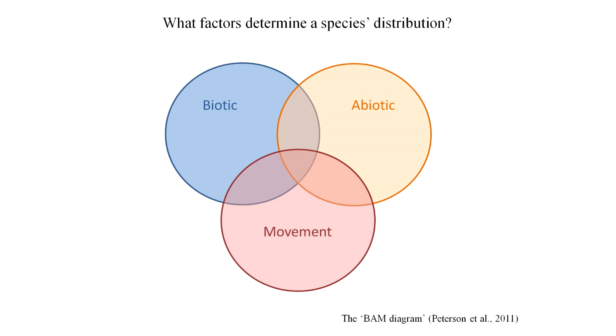So stepping back, let's start thinking a little bit more about some fundamental thinking about what determines a distribution. We often refer to this as a BAM diagram: biotic, abiotic, and movement. It's just a conceptual Venn diagram. It's not geographic, it's not even in ecological niche space, but what are the factors that determine a species distribution?